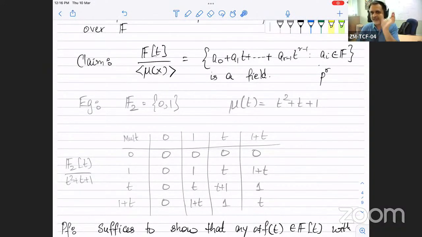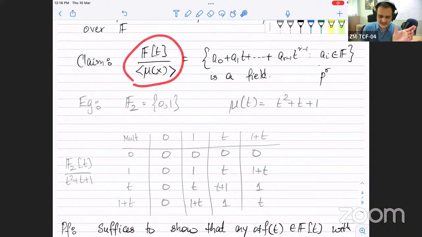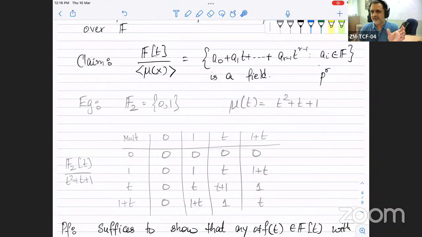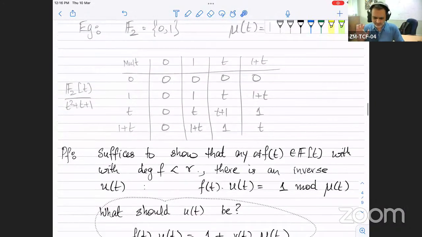Like somebody now gives you an element in this thing and says, can you tell me what the inverse of this is? I mean, you basically only need to run the extended Euclid algorithm of whatever that element was with mu of x. So then you compute the inverse. Okay, I hope this was clear.